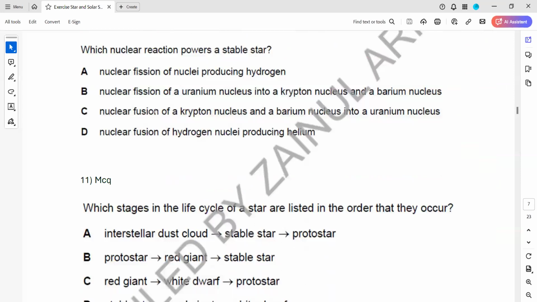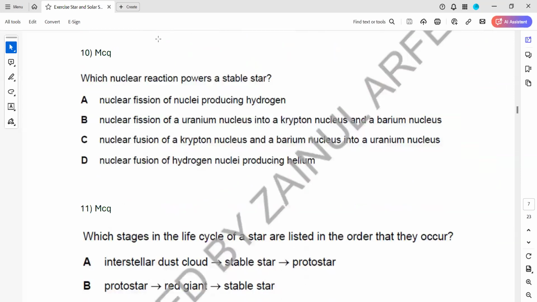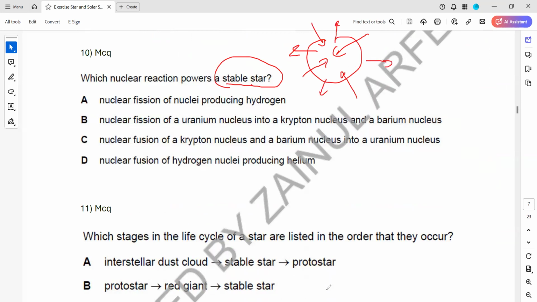In question 10, which nuclear reaction powers a stable star? First, what is the meaning of a stable star? A stable star has the gravitational force balanced with the outward radiation pressure. And a stable star does not change its size. As a stable star does not change its size, this is the main sequence. It's a main sequence star.